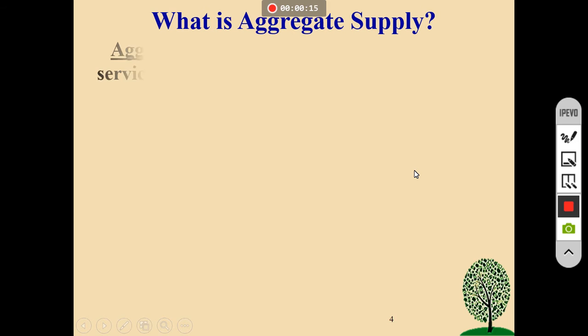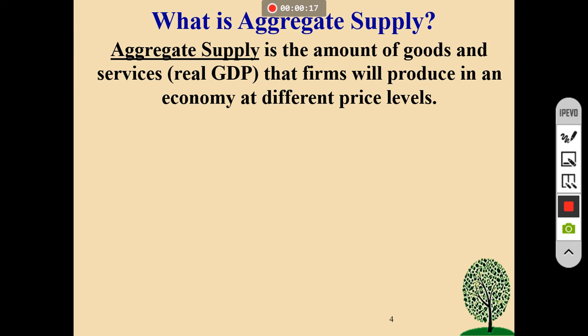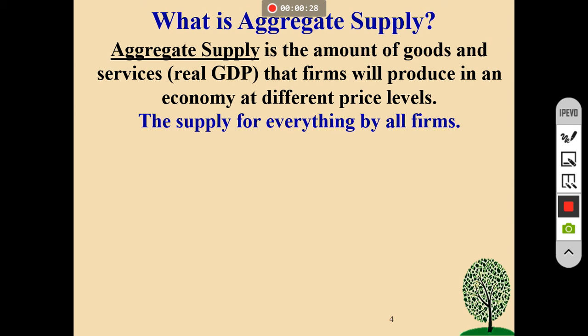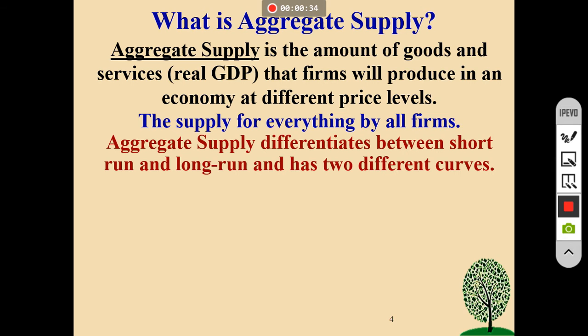Okay, what is aggregate supply? Aggregate supply, just like aggregate demand, is the amount of all the goods and services that firms, so businesses, will produce in an economy at different price levels, right? So it's the supply for everything by all firms, all of it together. Aggregate supply differentiates between short run and long run, and there's actually two curves here.